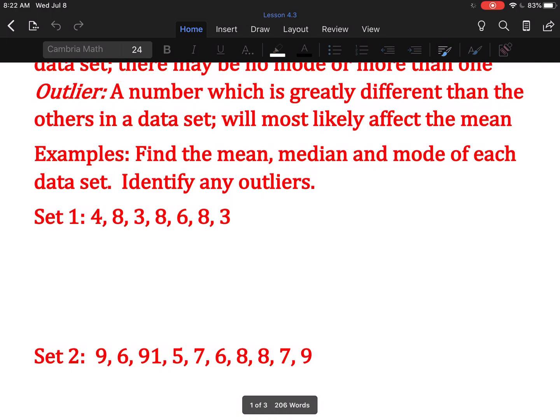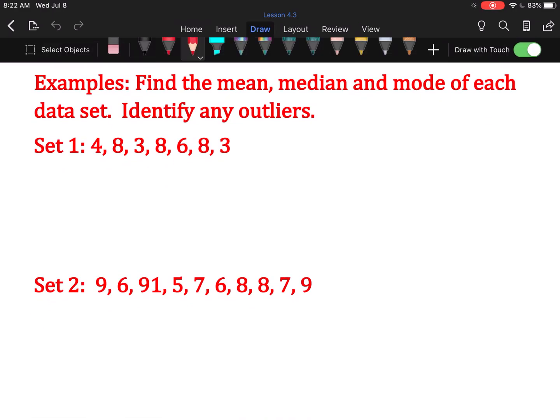So we're going to find the mean, median, mode of these and identify any outliers. The first thing I want you to do when you're doing mean, median, mode, and the things that will come next section, is put your set in order. So here that's going to be 3, 3, 4, 6, 8, 8, 8. When I do this, I put commas between my numbers, and I'm going to count the number of numbers twice, once for what I was given, once for what I wrote, to make sure I got them all. 1, 2, 3, 4, 5, 6, 7. 1, 2, 3, 4, 5, 6, 7. All right.